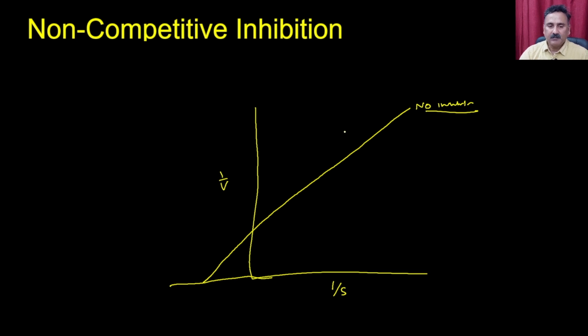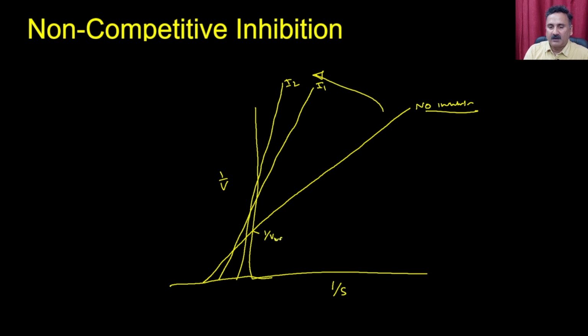Now as you add the inhibitors, it is going to affect the Vmax. So it's going to move like this. Okay, so this is going to be inhibitor 1, inhibitor 2, so all the concentrations. And this is actually the 1 by Vmax. Okay, and this is going to be 1 by Vmax when you have inhibitor.